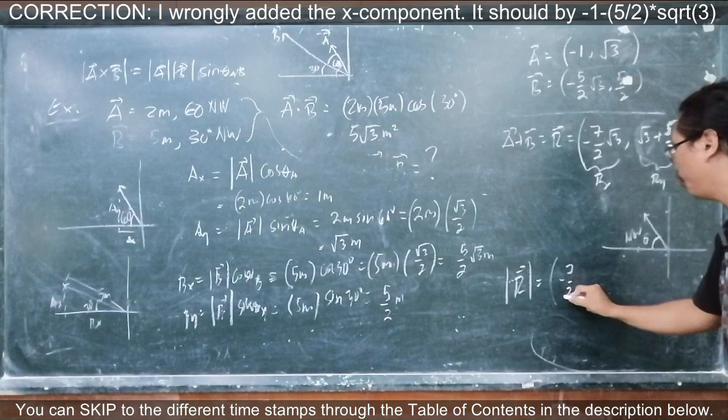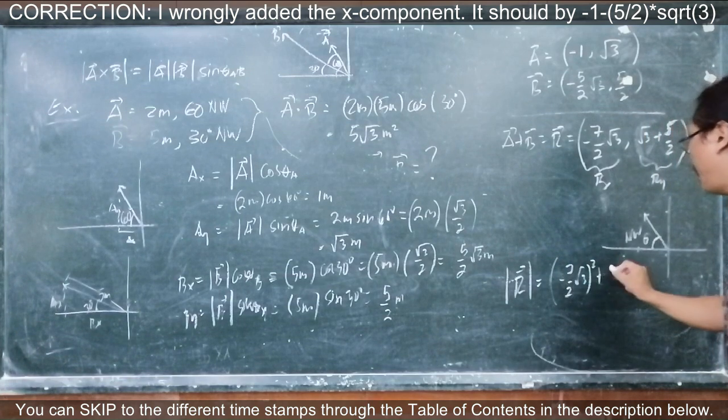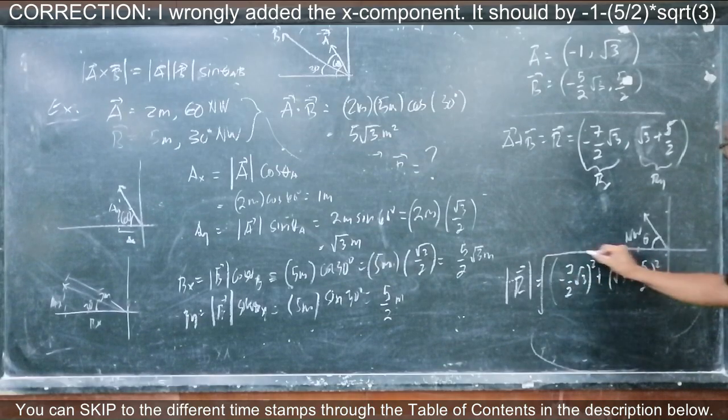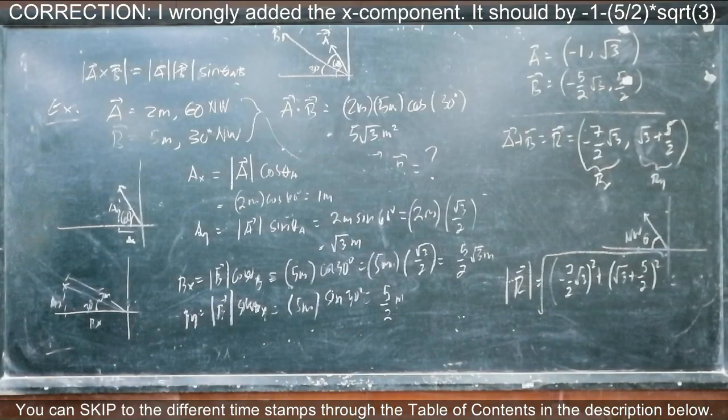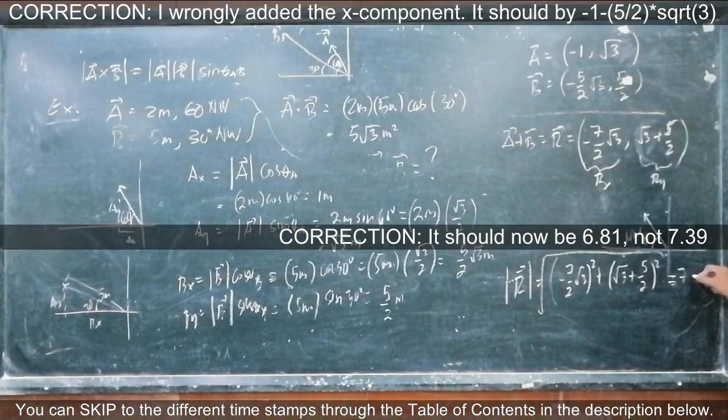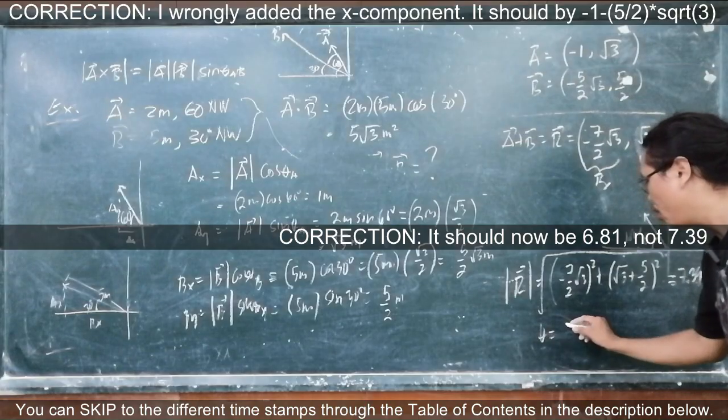Negative 7 over 2 square root of 3 squared plus square root of 3 plus 5 over 2 squared, square root. Kindly do this in your calculator. So, according to your calculator, this is 7.39 meters, no, units. How about the angle? Theta now would be what?